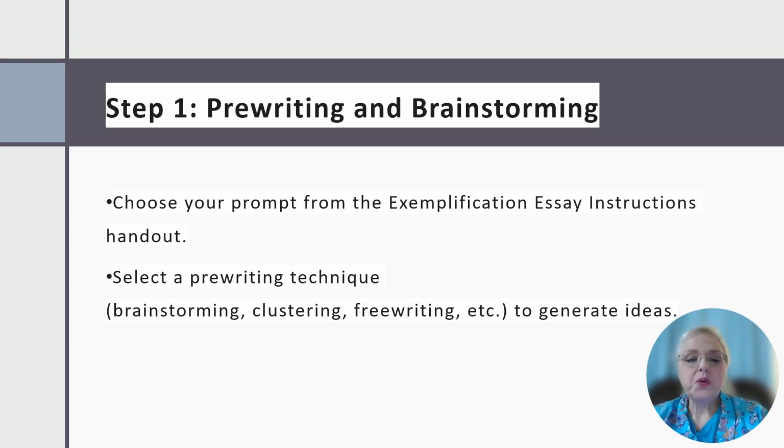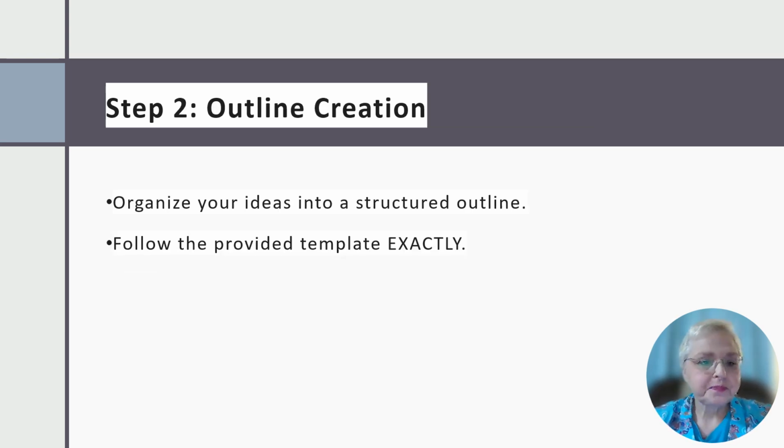It tells you to choose a prompt from the exemplification essay instructions handout and then select a pre-writing technique to generate ideas. It's very important that you only write in response to one of the prompts that I provide you for the essay. If you don't, then you will run the risk of getting a 0 because you didn't actually do what I asked you to do. So again, choose one of those things and then start getting your ideas down by pre-writing.